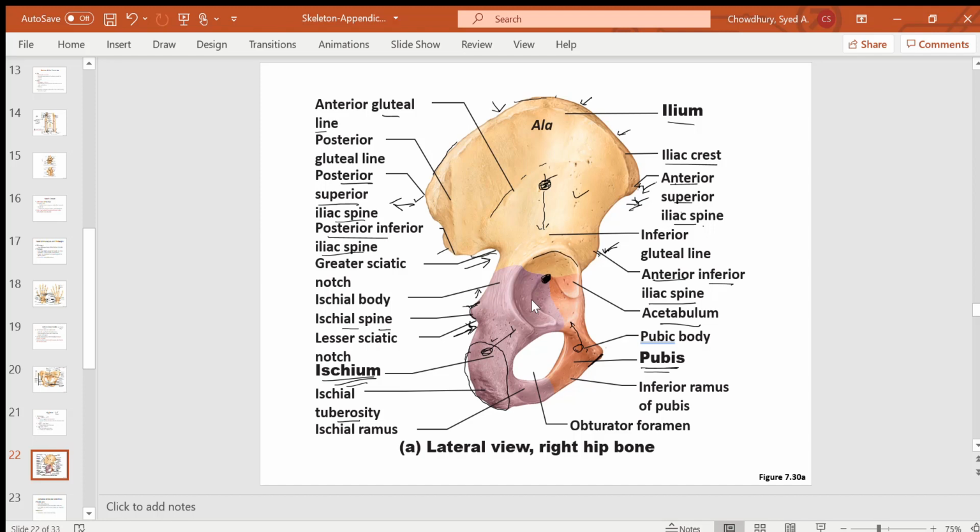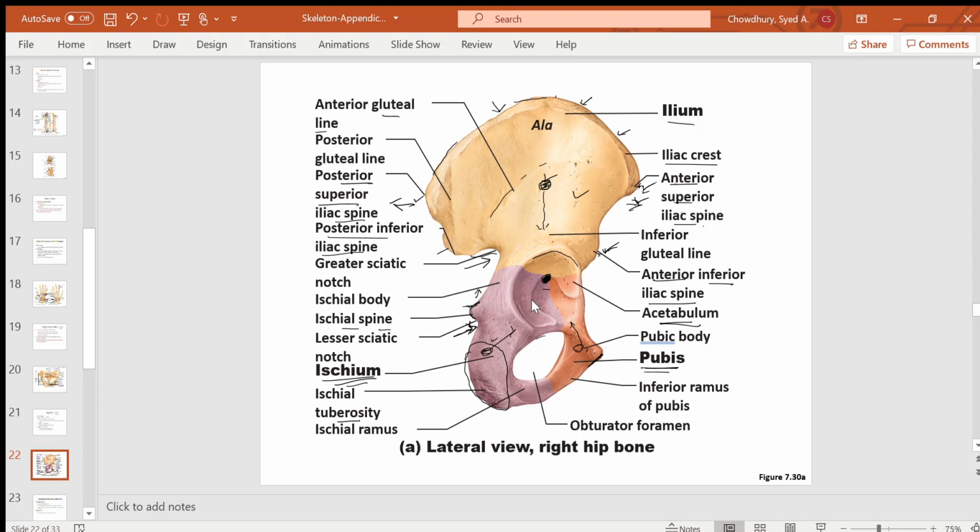This one is a large deep socket for the head of the femur, and the head of the femur fits into it very strongly. It is not like the shoulder joint. You remember in the shoulder joint, the glenoid cavity of the scapula is shallow. That's why dislocation occurs very often. But this socket in the hip bone is pretty deep and can strongly hold the head of the femur. So the hip joint is a very strong joint. It will not be dislocated or separated easily. So that is called the acetabulum.